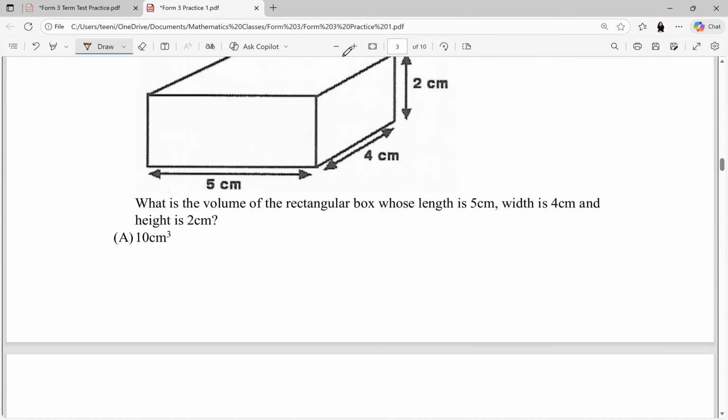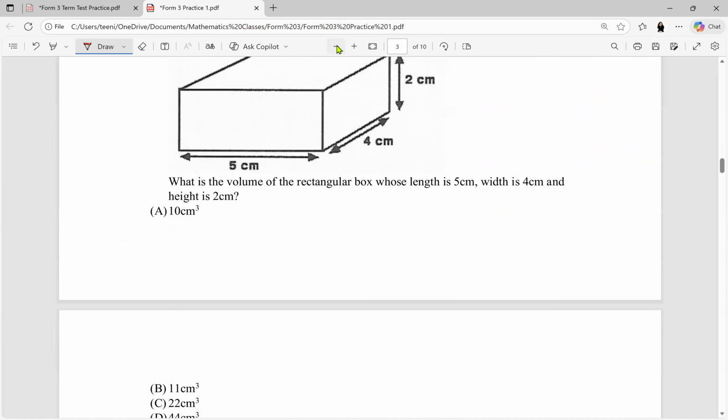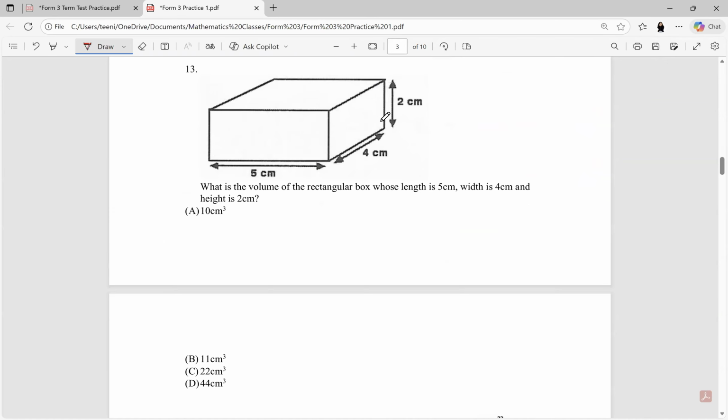And Matthias, this volume you said you all are doing, right? Yeah. So go ahead.